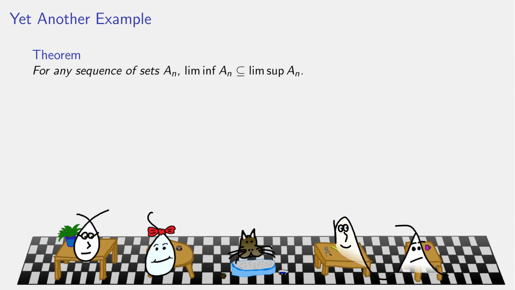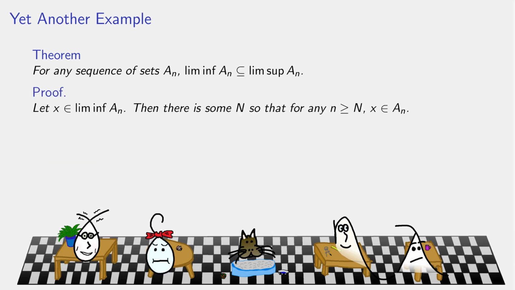Okay, another example. The liminf is always contained in the limsup. So once again, we have this notion that liminfs are smaller than limsups, but we're not talking about inequalities of numbers. We mean in terms of set containment. The liminf set is smaller than the limsup set. So suppose you are in the liminf. This is just a set containment proof, so I just need to show if I'm in the left set, I must be in the right set.